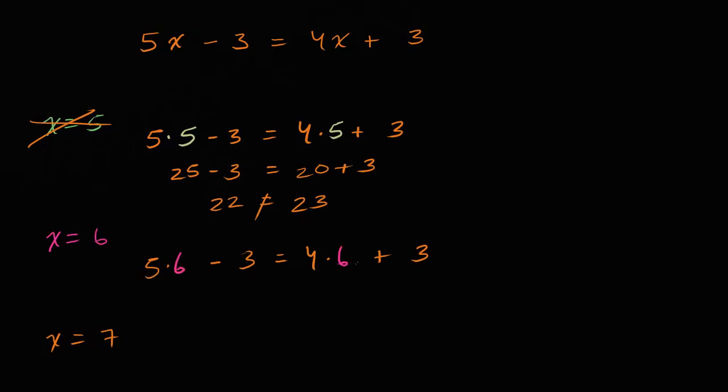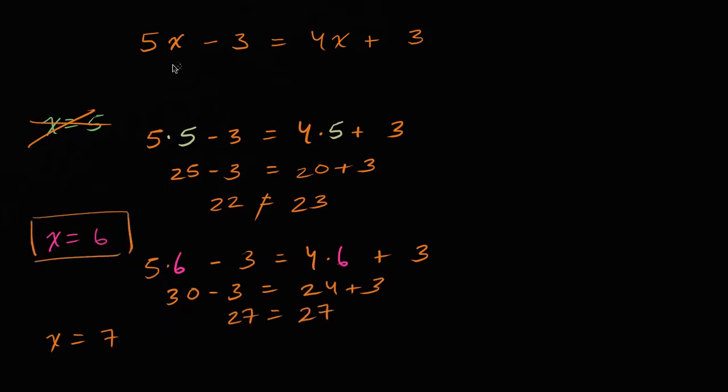What's 5 times 6? That's 30. Minus 3 needs to be equal to 4 times 6 is 24, and then plus 3. Well, this is true. 30 minus 3 is 27, which is indeed equal to 24 plus 3. It's equal to 27. So x equals 6 does satisfy our equation. It is a solution, and actually, as you will see in the future, the solution to this equation right over here. x equals 6 satisfies this.